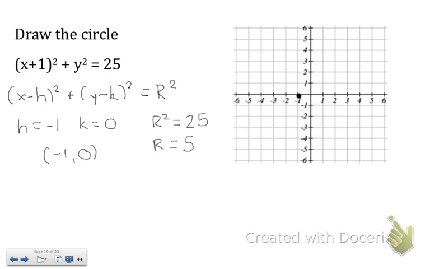So what I typically do is I'm going to go up, down, left, and right 5 units to make myself some points that I can connect. That way my circle looks a little bit better than it would normally. Okay, so if I go over 5 points from -1, I'm going to land at 4. If I go up 5 points, I'm going to land there. Left 5 points, I'm going to land here. And down 5 points, I'm going to be here. Okay.